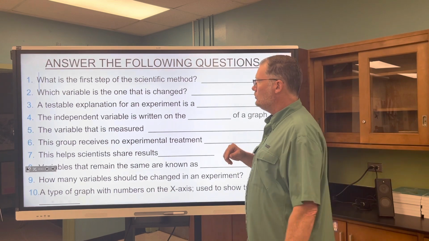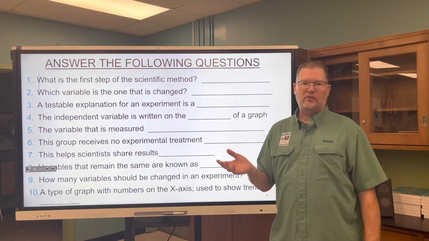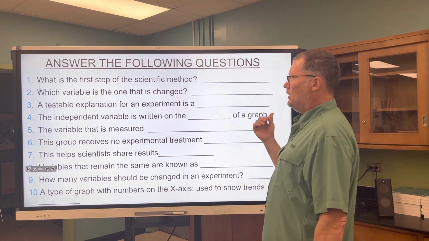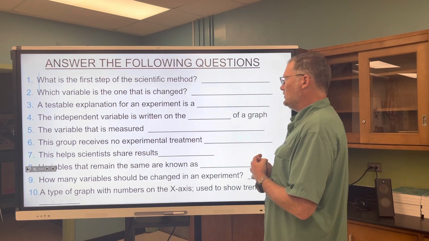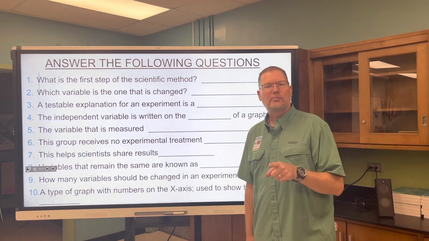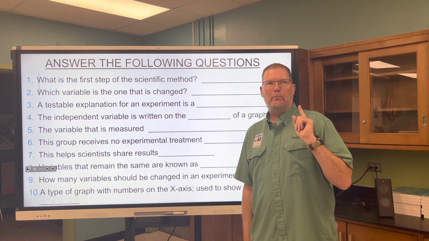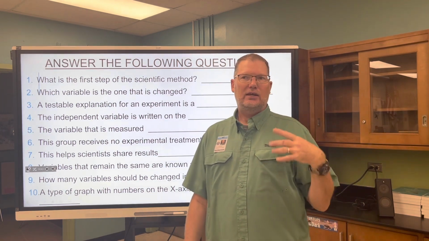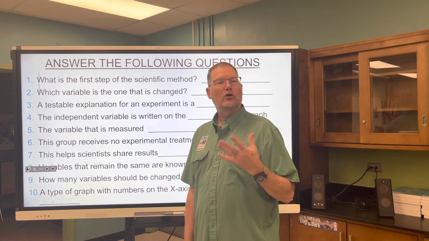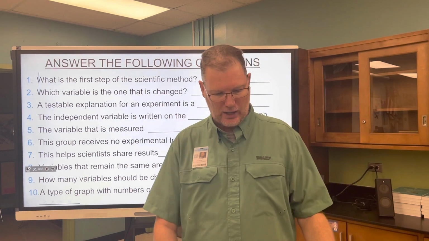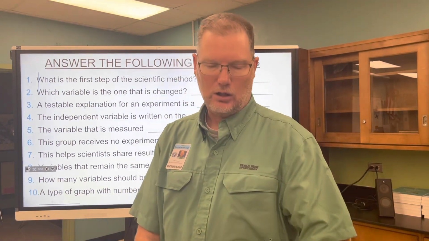So here's some questions for you. What is the first step of the scientific method? Which variable is the one that's changed? A testable explanation for an experiment is a what, and so on and so forth. I'm not going to read them all. You know how to read. The answers are going to pop up on the screen, but I'm not going to show them to you, okay? So I want you to work on these in class right now, and we'll go over them at the end. We'll compare them at the end, okay? So I'm going to fast forward through the answers.